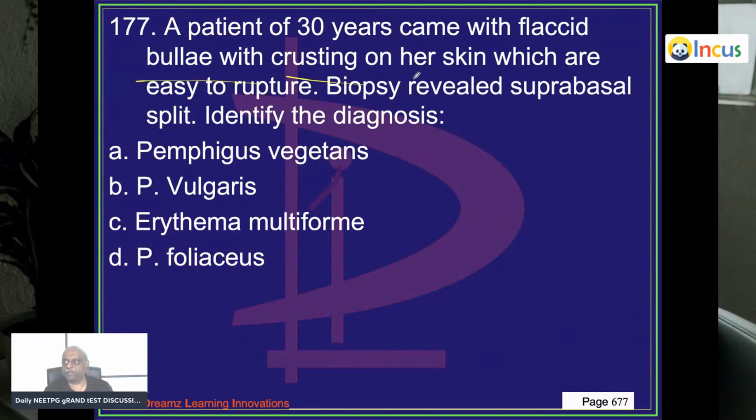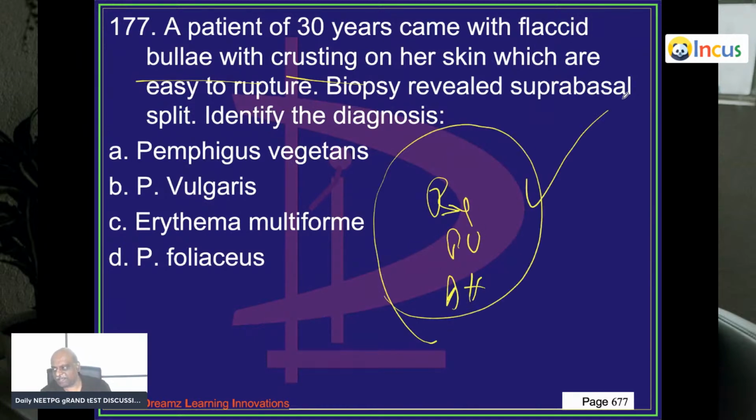30-year-old, flaccid bulla, crusting of the skin. Sure short topic, what is it? Bullous pemphigoid, pemphigus vulgaris, dermatitis herpetiformis, like a prescription the examiner is going to ask. So biopsy revealed suprabasal split. What is that called? Tombstone appearance is seen in vulgaris.